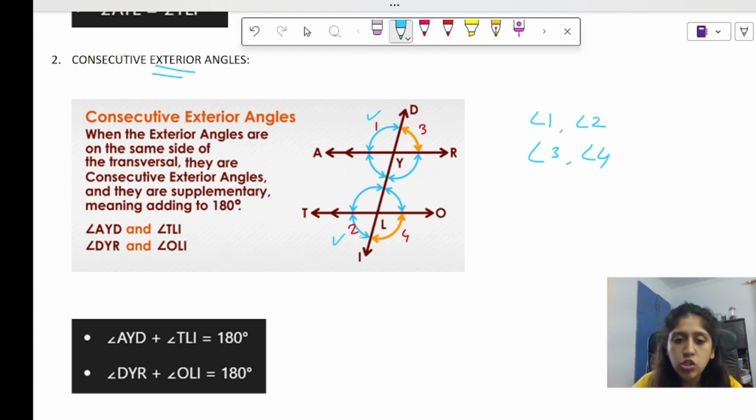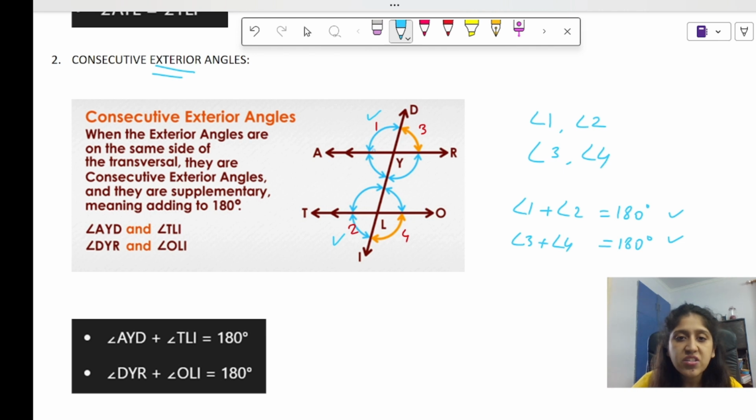Angle 1 and angle 2 are exterior angles. Angle 3 and angle 4 are exterior angles. So 1 and 2 is one pair, 3 and 4 is another pair. What does the rule say? The sum of these exterior angles is 1. Angle 1 and angle 2 addition would be 1. Angle 3 and angle 4 addition would be 1. This is the rule. I hope the rule is very clear to each one of us.